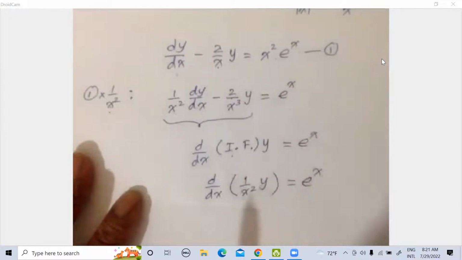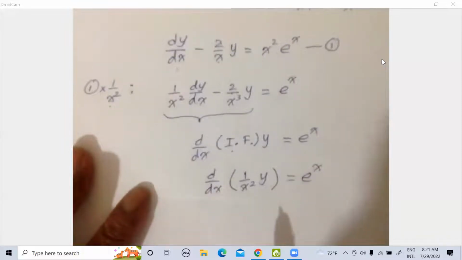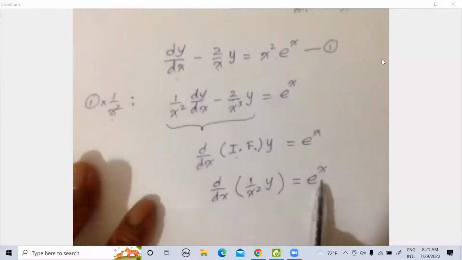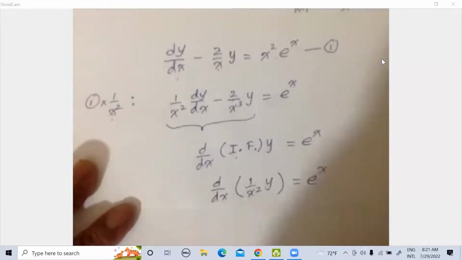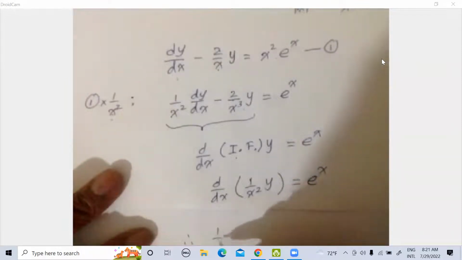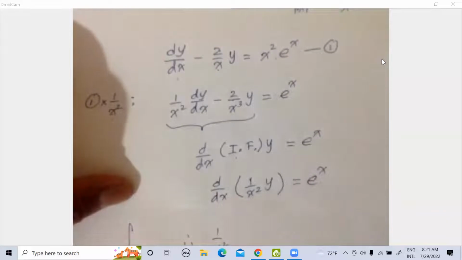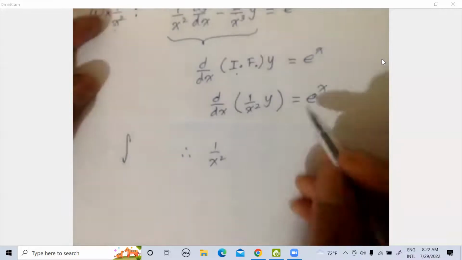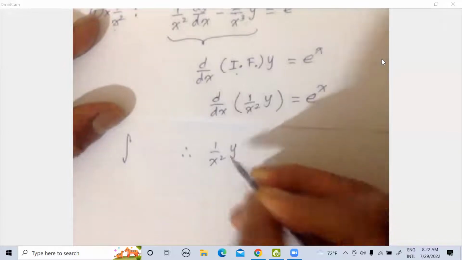So it always happens, okay? We proved that in the theory. So now you can straight away use it without any explanation. Now, the derivative of this is equal to that, so this must be the integral of this. So integrate both sides. Therefore, we put an integral sign and integrate this equation. When you integrate a derivative, you get 1 over x squared y.